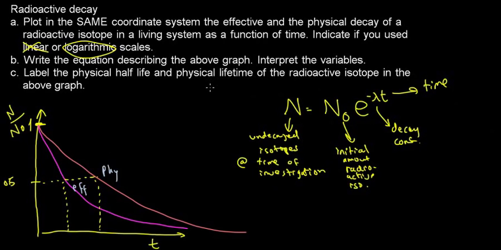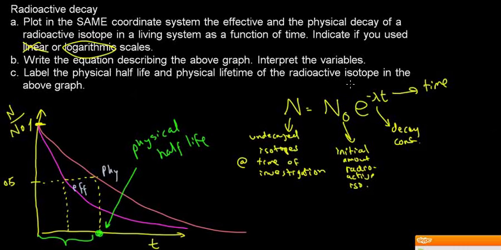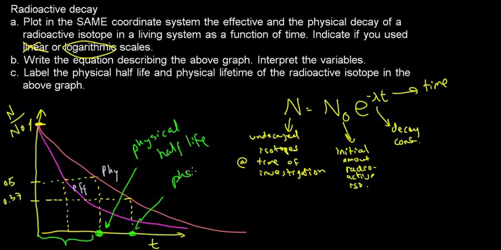Label the physical half-life and physical lifetime of the radioactive isotope in the above graph. So we already mentioned this point is the physical half-life. Because this is the point in time by which half of my isotopes were degraded by physical means. Very good. And the physical lifetime really is just the time it takes for the number of isotopes to degrade to 37%, or if you want to be pedantic, 36.8, or you can say 36 or 37. You'll see it in different ways, but really it takes a little bit longer to get to that. As you can imagine, it takes a little bit longer. And this is going to be right here, my physical lifetime.